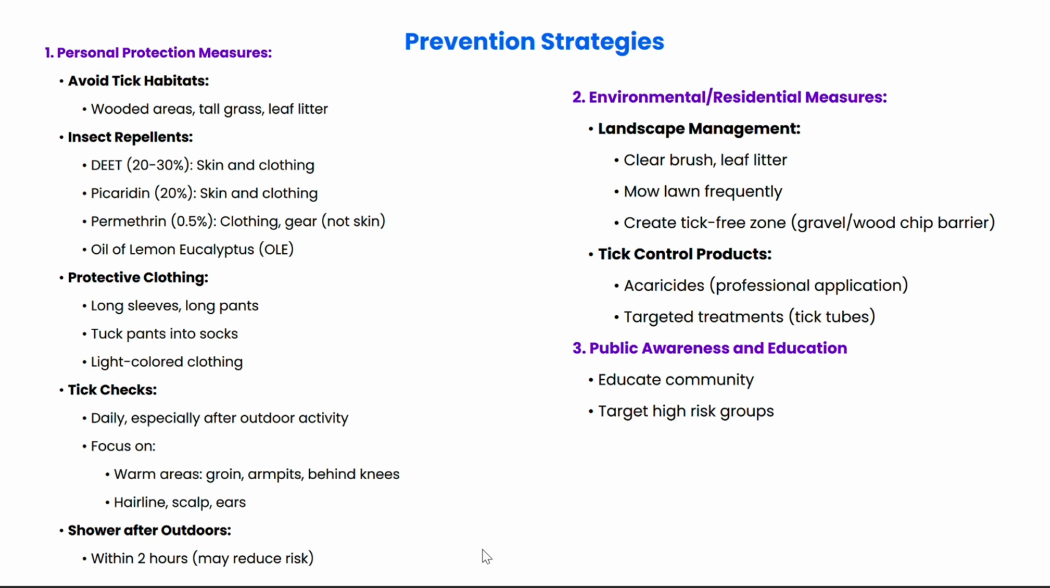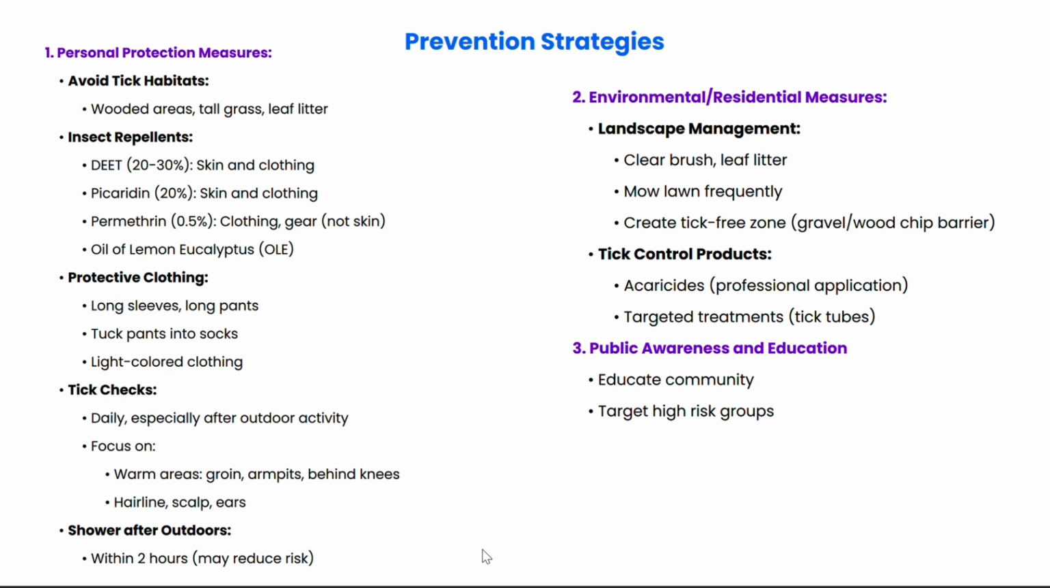Regular and thorough tick checks are crucial, especially after spending time outdoors. Check your body daily, paying close attention to areas where ticks tend to attach, such as warm and moist areas like the groin, armpits, and behind the knees, as well as the hairline, scalp, ears, etc. Showering soon after being outdoors, ideally within 2 hours, may help wash off any unattached ticks and potentially reduce the risk of Lyme disease transmission.